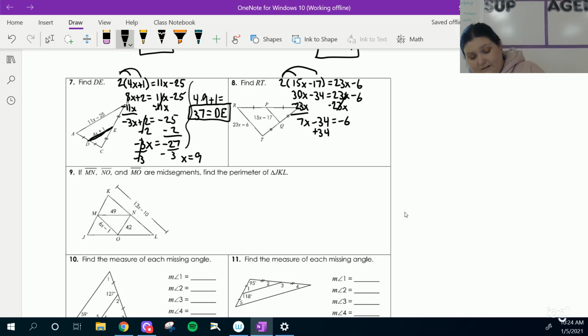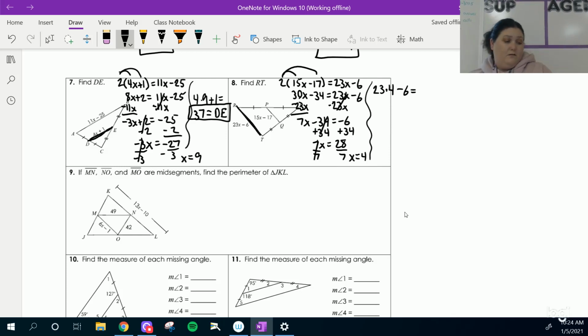I'm going to add 34 on both sides. And I get 7x equals 28. Divide by 7 on both sides. And I get x equals 4. And they want RT, which is this side here. So I'm going to take 4 and plug it in for x. So I get 23 times 4 minus 6, which is 86. So 86 is equal to RT.